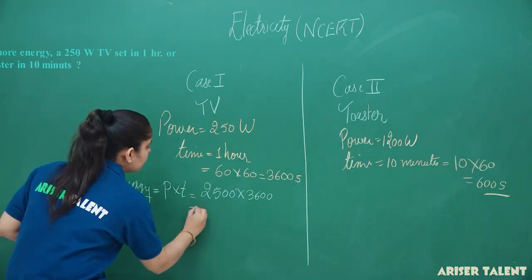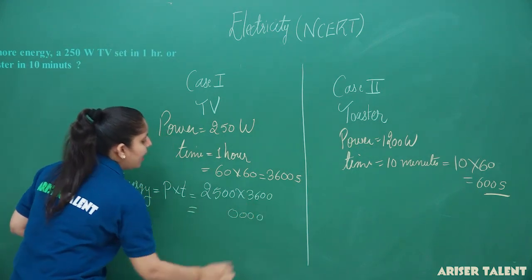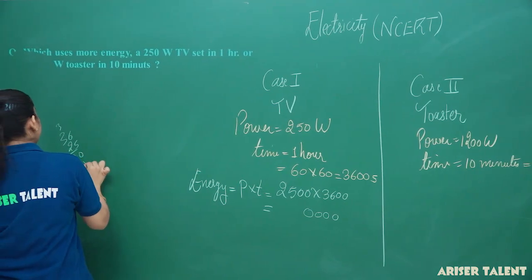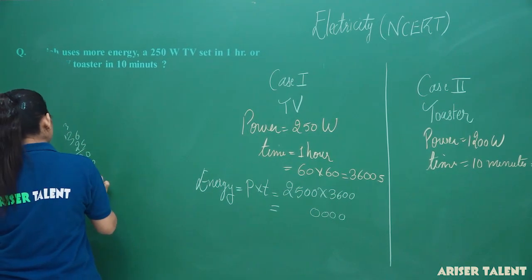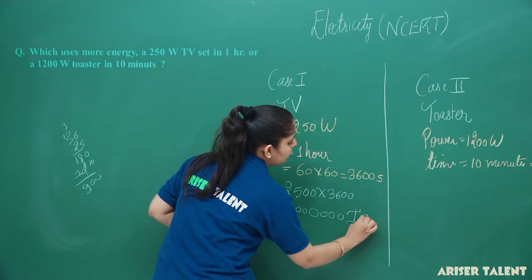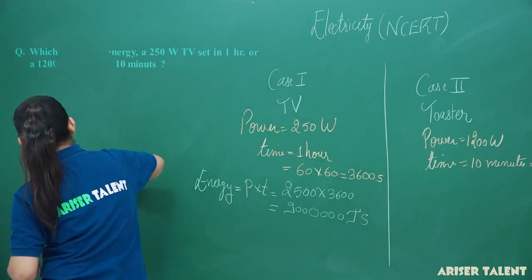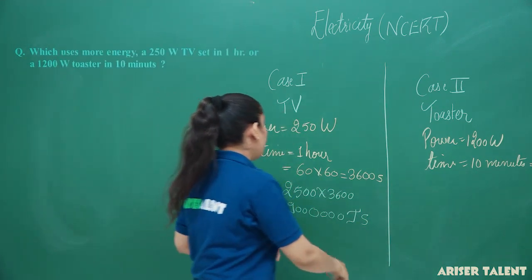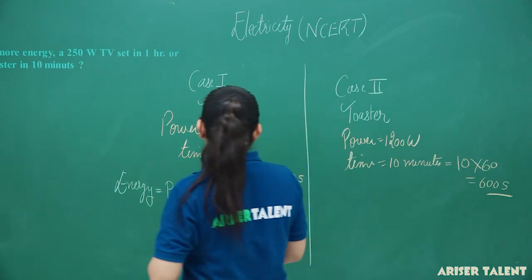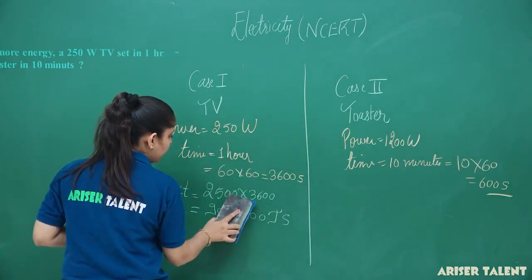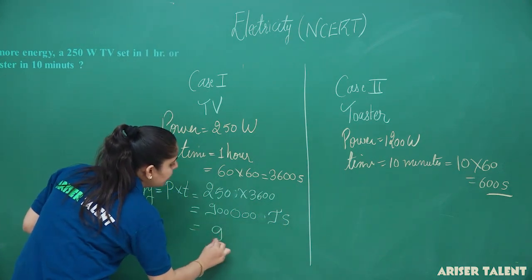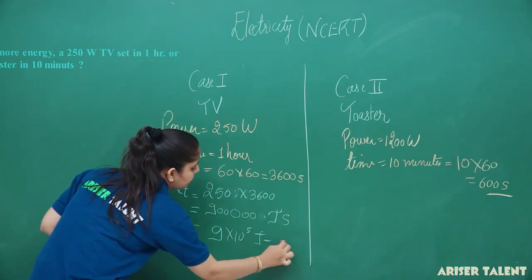So, it came out that 4 zeros will be substituted here, and on multiplying 36 into 25, what will we get here? 18, 2 6 are 12 and 7, 900. So, it came out to be 900. Now, since we are using 250 watt, there will be 1 zero less in this equation. So, what I am getting here is 9 into 10 raised to the power 5 joule.